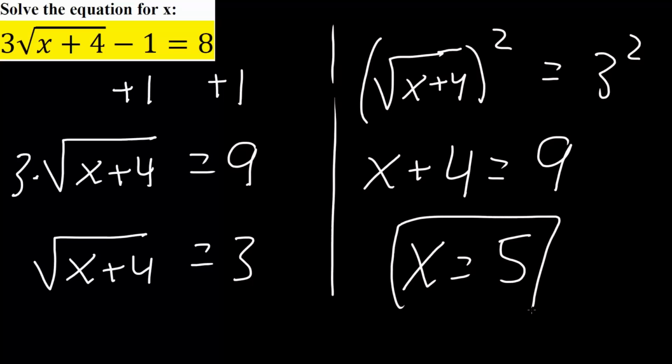And so if you want, you can even check. If we plug in 5 here, 5 plus 4 is 9. The square root of 9 is 3. 3 times 3 is 9. 9 minus 1 is 8. So that's correct. And now we will do the last question.